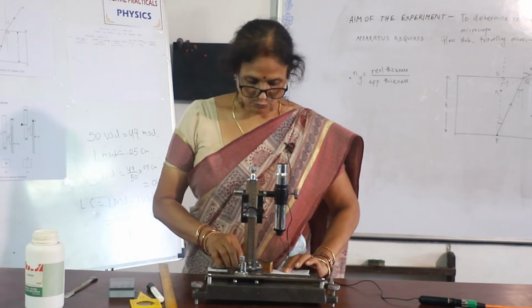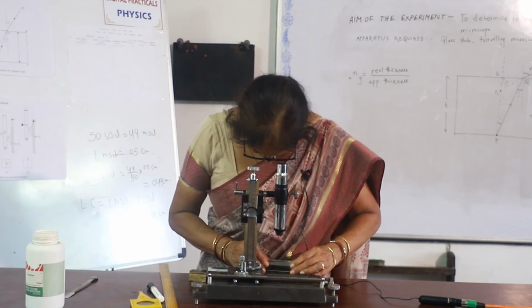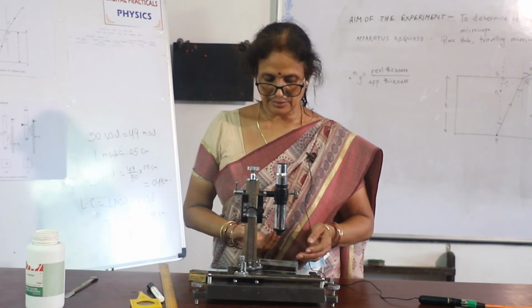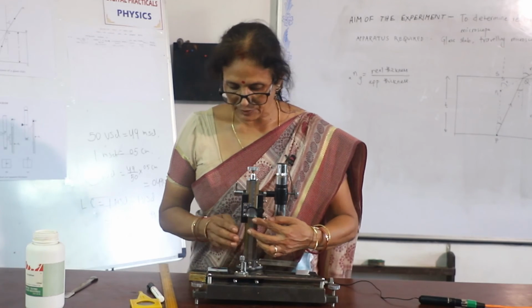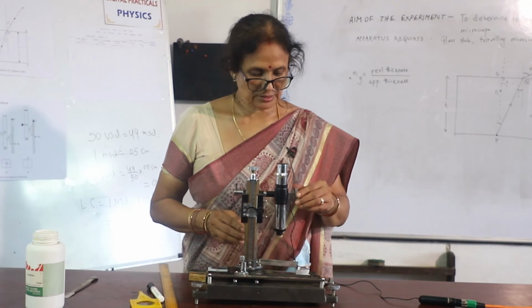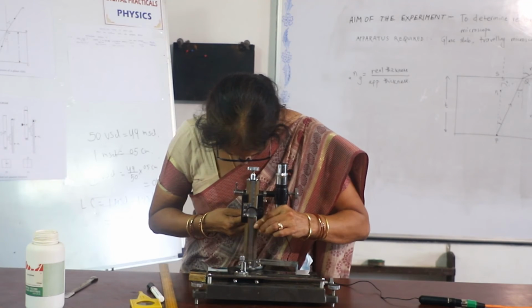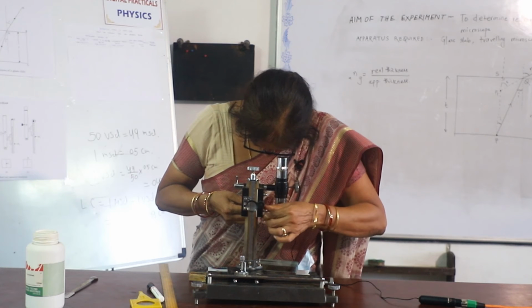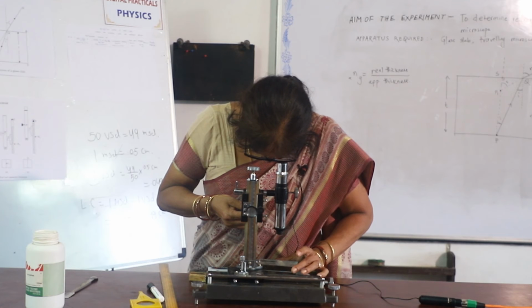Then, without disturbing it, you will put the glass slab on the cross mark. Put the glass slab on the cross mark. What happens? Because of refraction through the glass slab, the cross mark appears to be raised. So, without disturbing this collimator screw, only you raise it upward and focus so that again the cross mark can be focused. Adjust and focus so that you can see the cross mark as you were seeing earlier.